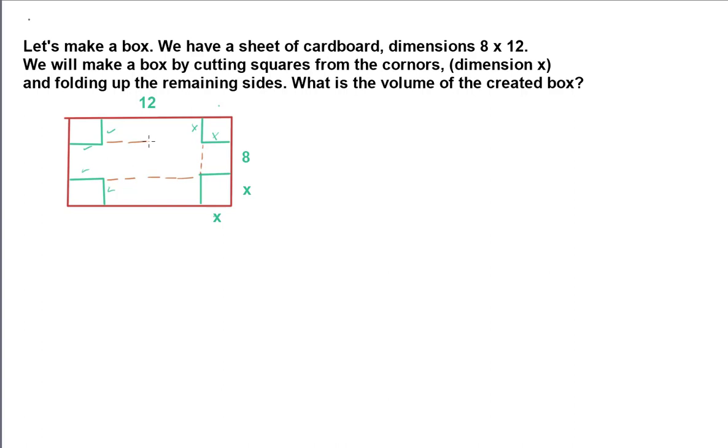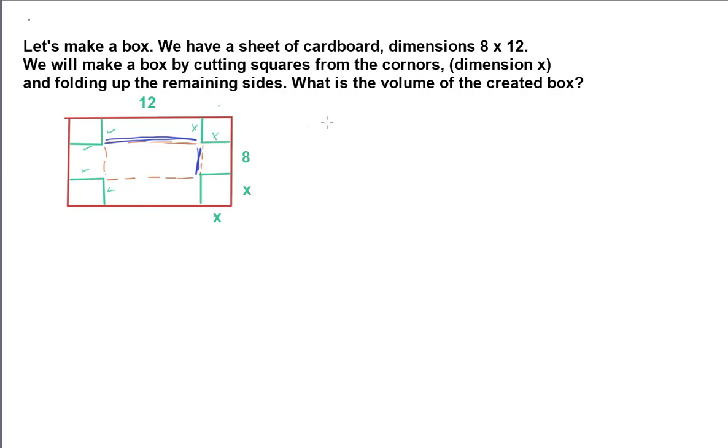If we do that, we'd wind up with a box that was this dimension right here, this dimension, and this dimension on the base, and then the vertical would be just the X that we folded up. And so what would the dimensions of this box be?